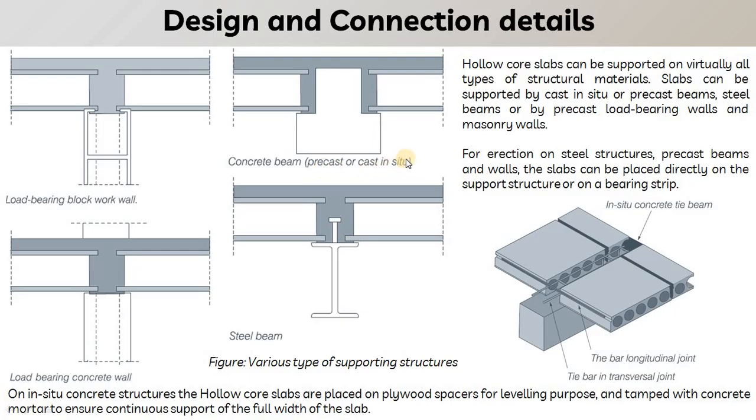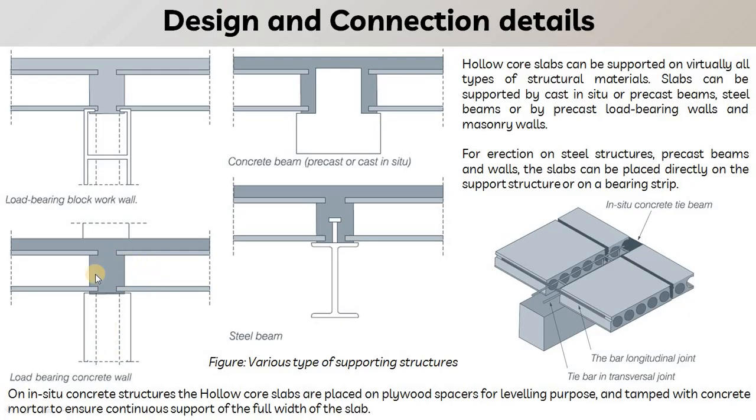Second type of connection is on the precast, or we can say cast in situ beam. So this part is the beam that is having the recess on both of the sides, and from both ends the hollow core will rest on the required bearing.